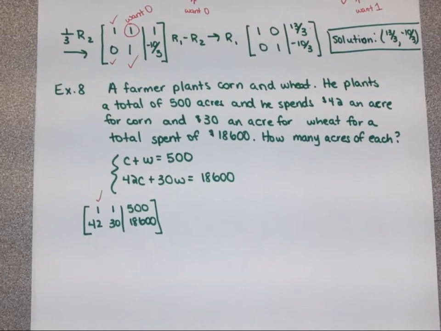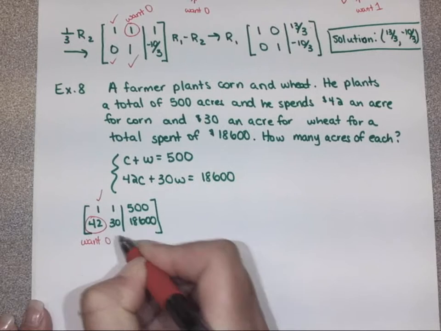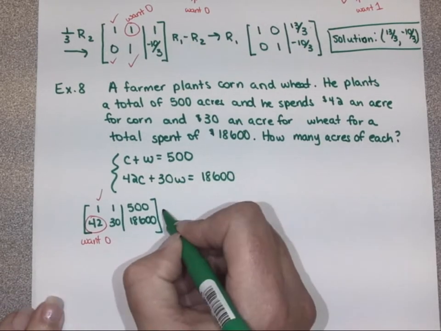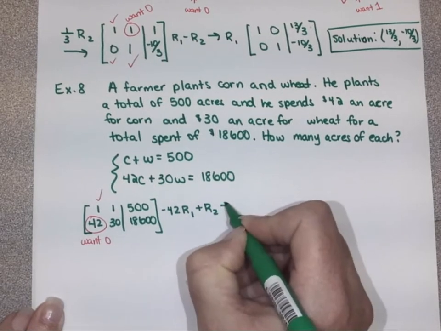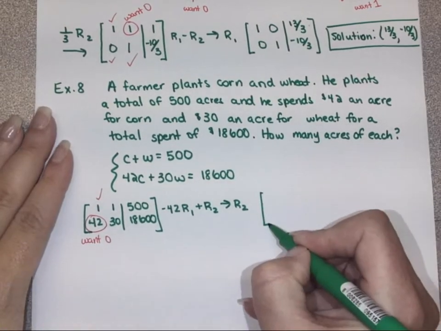So then we'll move on to what? The 42, right? What do we want the 42 to be? A 0. Okay, so yes, the number is big, but how do I get rid of a 42? Yeah, so I could add a negative 42 or just subtract 42, right? So I'm going to say negative 42 times the first row plus the second row is going to be my new second row. You also, if you want to, you could say row 2 minus 42 row 1. As long as the negative sign is in front of the 42, then you're good to go. So row 1's not changing.